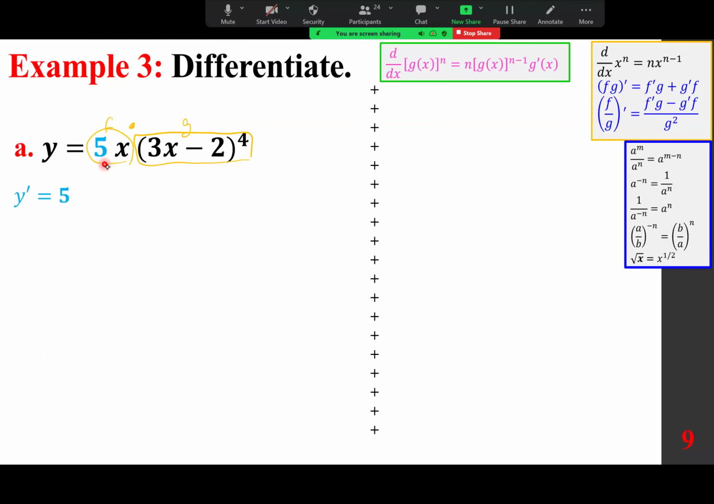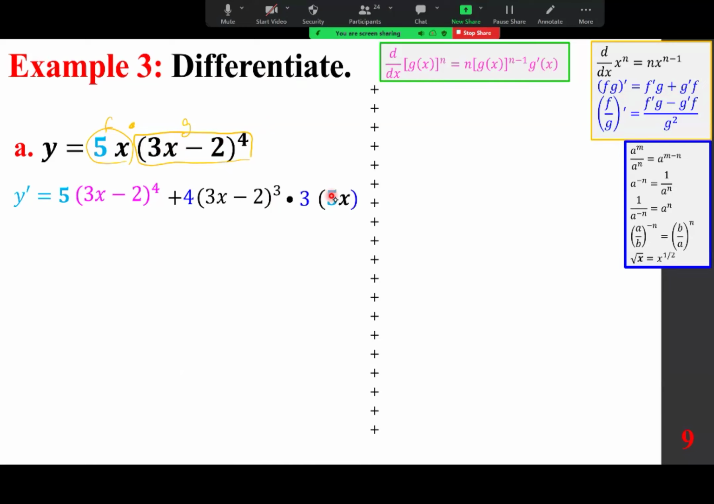f prime is 5 times g, (3x minus 2) to the power of 4, plus g prime. Now this uses the extended power rule: plus 4, and g of x to the power of n minus 1, this thing to the power of 3. And then times g prime, the derivative of the parentheses, times 3. Going back to the product rule, this is g prime f times 5x.